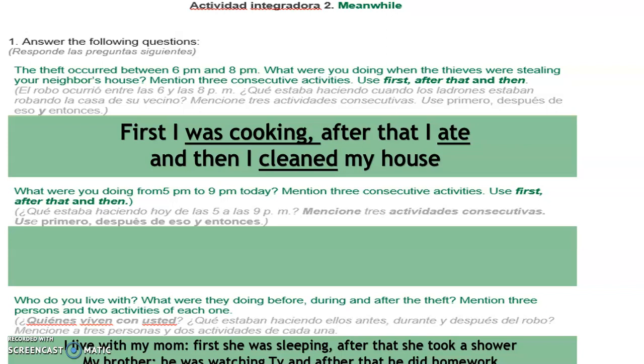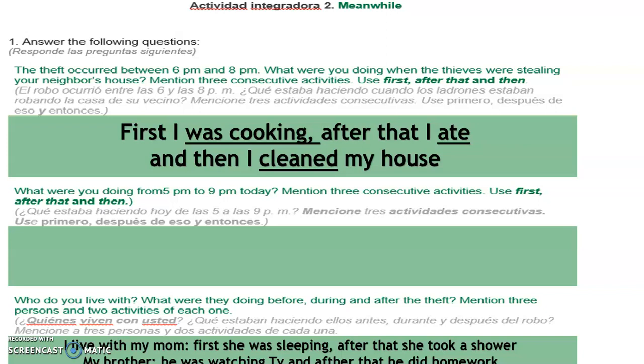And then you need to mention consecutive activities. Consecutive use first, after that, and then. Eso es muy importante. Tú vas a explicar lo que tú estabas haciendo mientras le robaban a tu vecino. En este caso, utilizando actividades consecutivas.